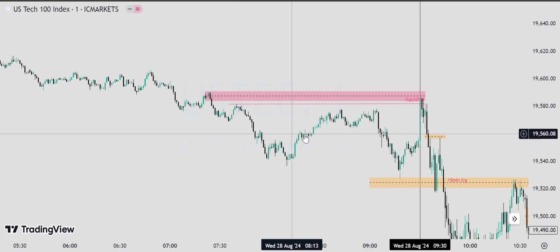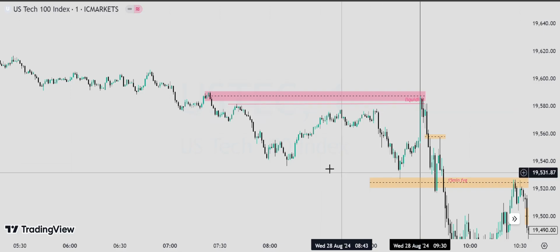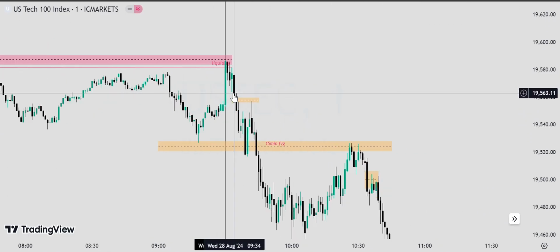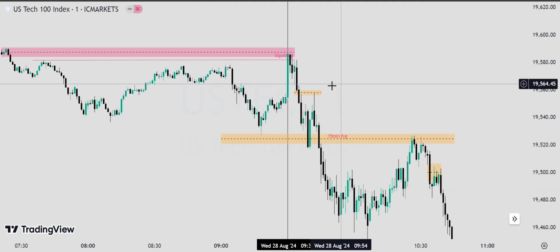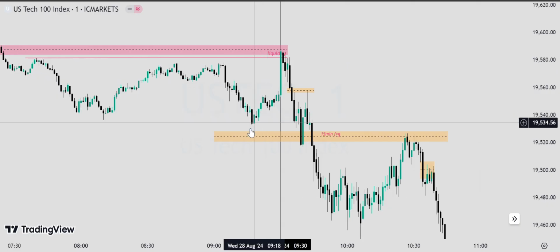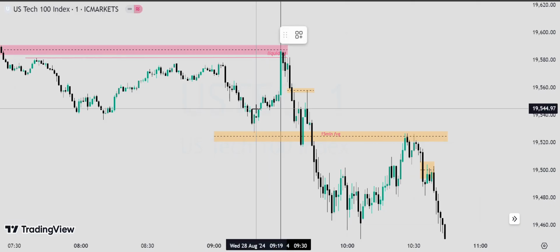So there was that liquidity, and then it has revisited that fair value gap, that order block. So after the order block, what happened? What happened is that the market has broken this structure. It took out this change of character. There's a change of character here.